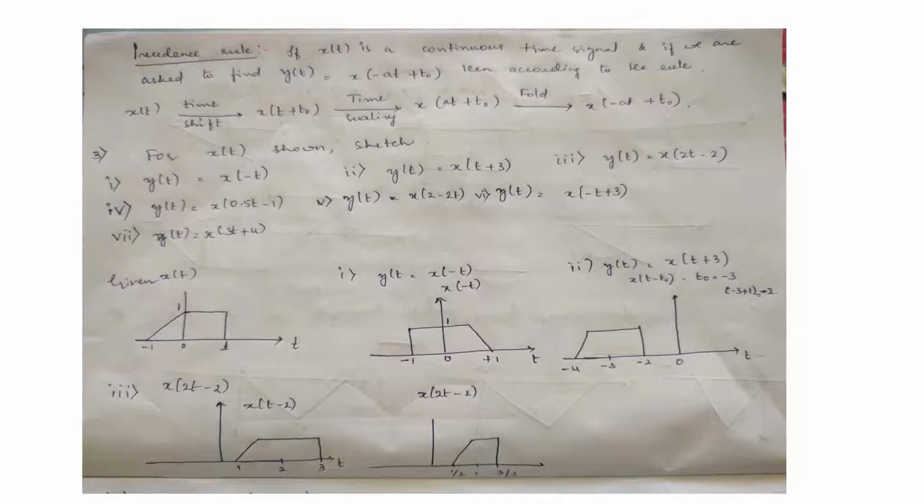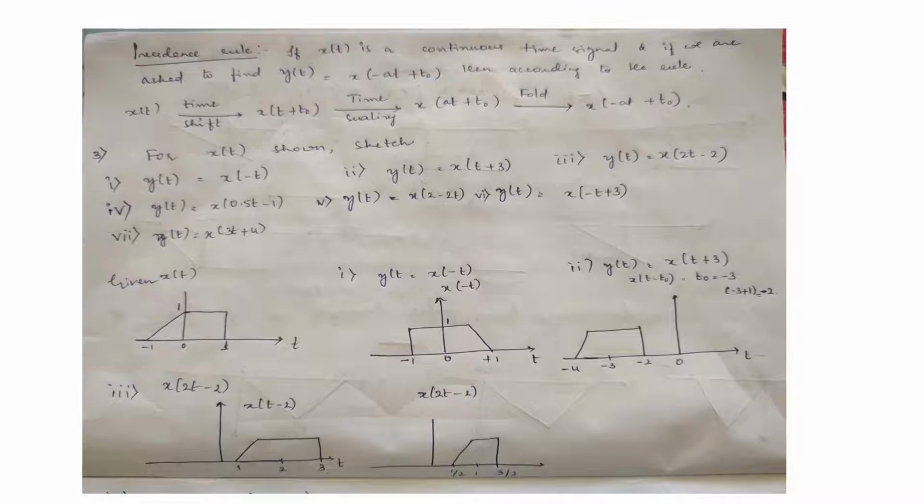Next problem is y of t equal to x of t plus 3. Here we have to do one operation, that is time shifting. So x of t plus 3 is given, that means I have to shift the given signal by 3 units to the left side. So minus 3 is given, minus 3 plus 1, plus 1 being the right side of the given signal. Minus 3 plus 1 means minus 2. The signal will start at minus 2. That is shown in the figure.